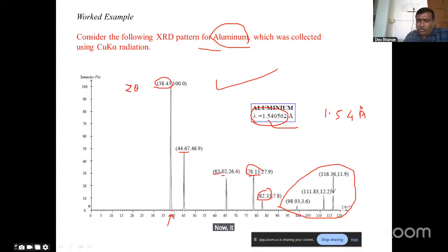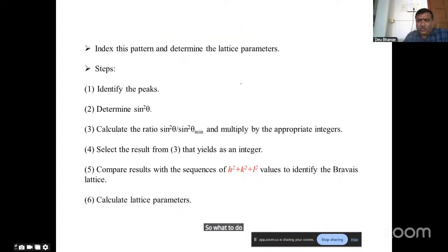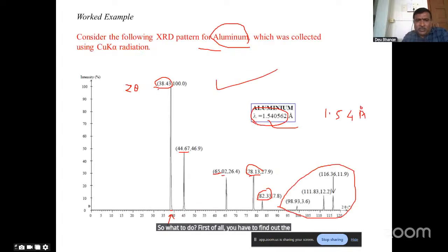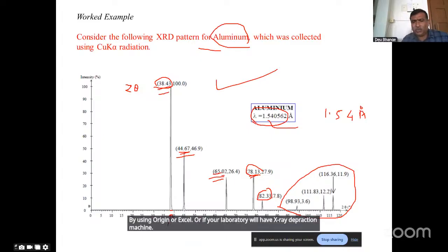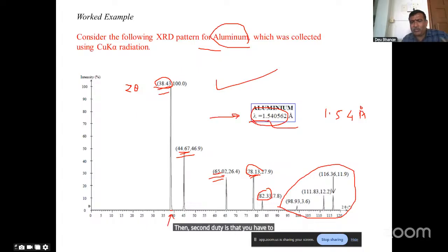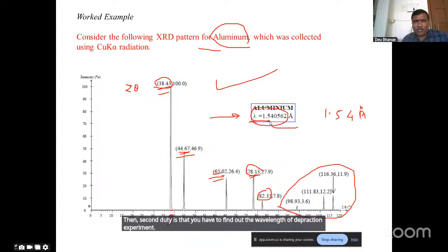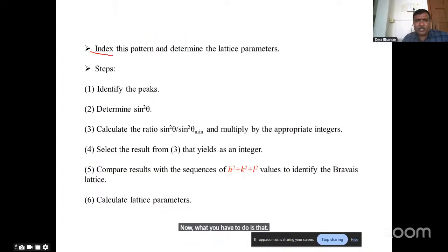Now it is your duty to get the information about your sample from this pattern. So what to do? First of all, you have to find out the peak position. You can mark the peak position by using Origin or Excel, or if your laboratory has an X-ray diffraction machine, the inbuilt software will list these values. Then the second duty is to find out the wavelength of the diffraction experiment. In the next steps you can index the XRD pattern.